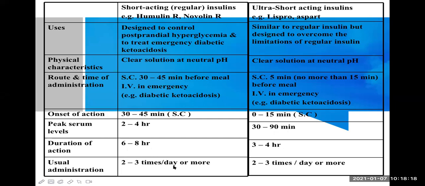Usual administration is 2 to 3 times per day for regular insulin, and also 2 to 3 times a day, or even more, for ultra-short-acting, depending on the situation. Now, what are the uses? Both are very commonly used in type 1 diabetes, there is no doubt. Especially they are designed to control postprandial hyperglycemia. If the patient develops complications of diabetes, like diabetic ketoacidosis, then these short-acting or ultra-short-acting insulins are used.